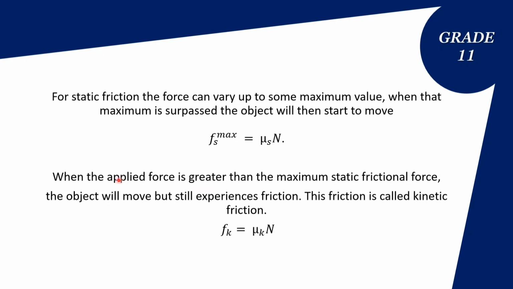When the applied force is greater than the maximum static frictional force, the object will move but still experience friction. This friction is called kinetic friction, and kinetic friction is given by this equation: Fk is equal to mu k times N. N is the normal force.